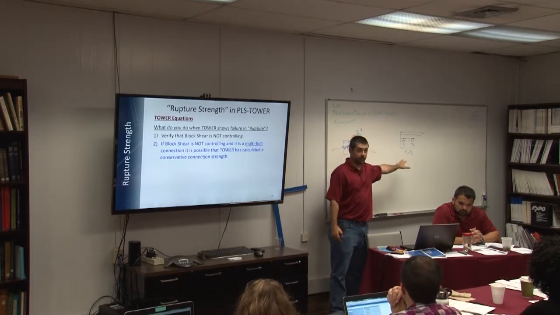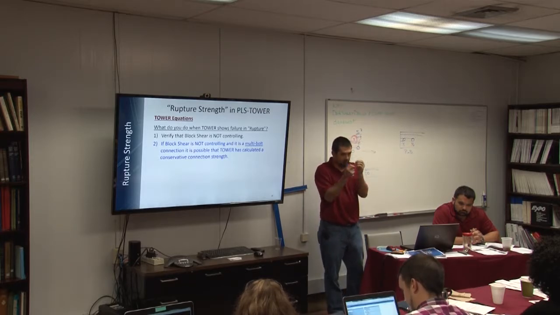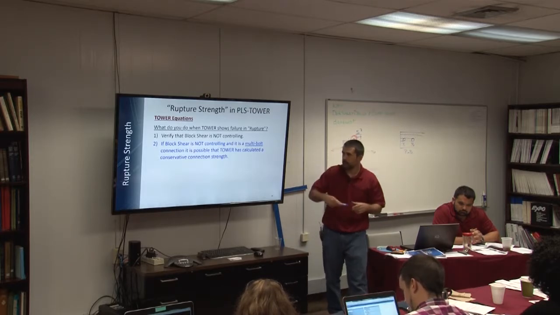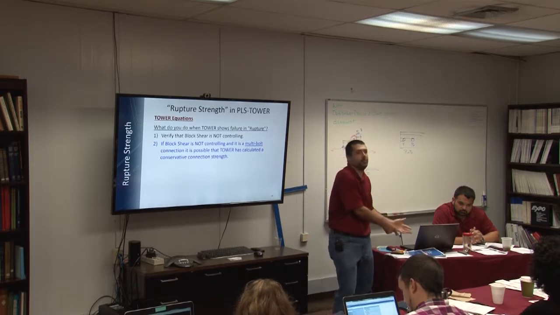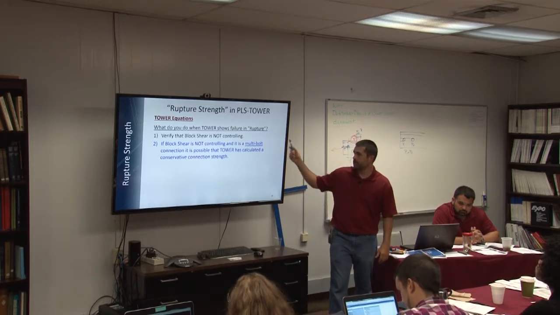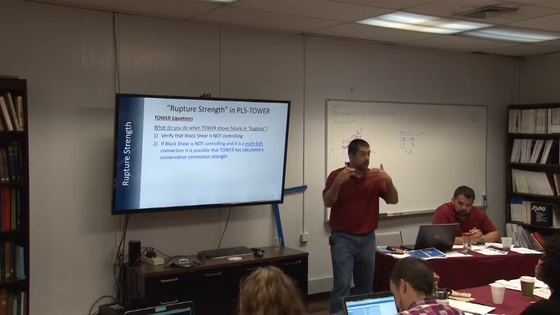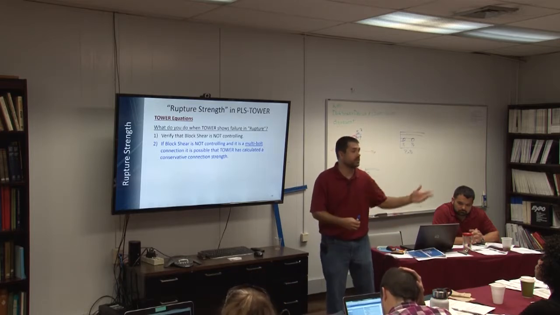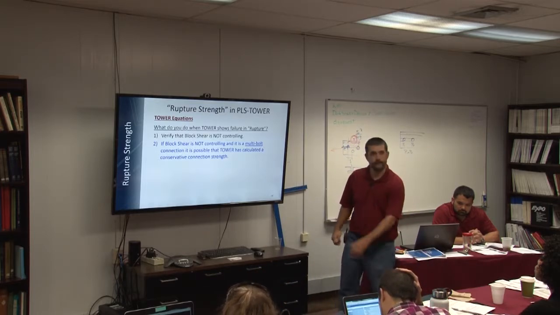So the approach is different. They allow you to look at each bolt individually and calculate a rupture strength per bolt. The code doesn't tell you what to do, and Tower essentially is looking at a conservative, simplified model that doesn't do that.